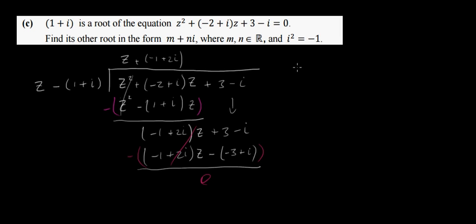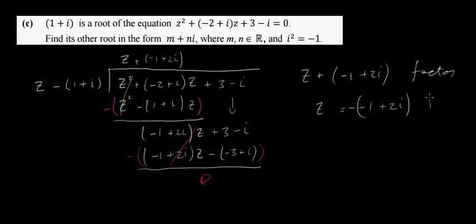Okay, so we know that z plus minus 1 plus 2i is a factor, so that means z is equal to minus 1 plus 2i is going to be a root. This is my factor here, so this must be my root here. So that means my other root is going to be 1 minus 2i.